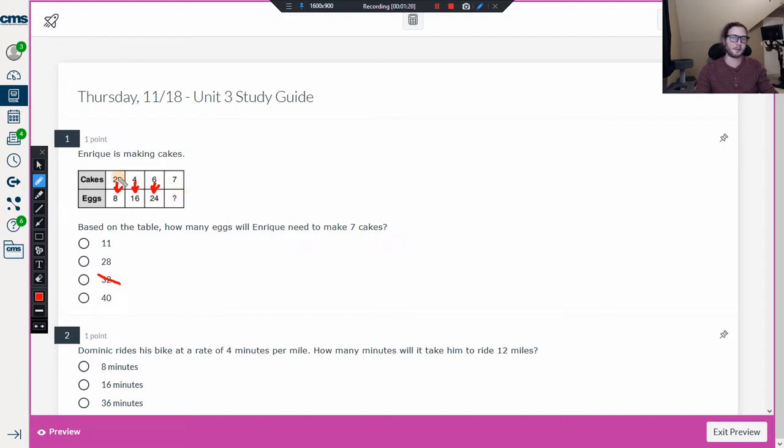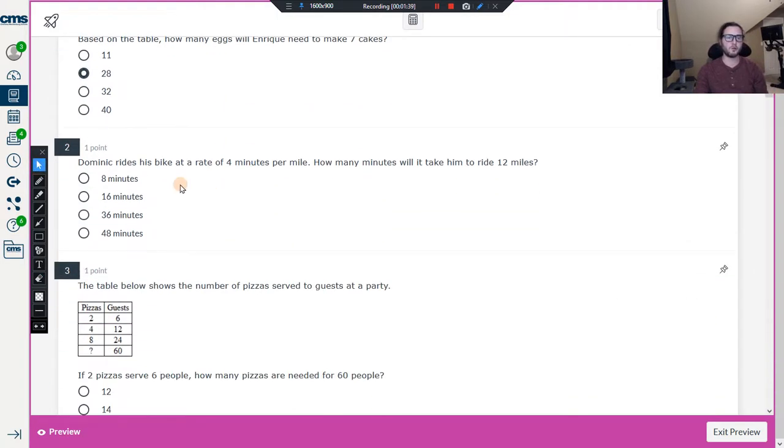And then here you notice they stopped counting by twos. They suddenly jumped to 7. So what you were supposed to do was take this top number, the number of cakes, and multiply that times 4. And 7 times 4 is not 32. It would have given us 28.